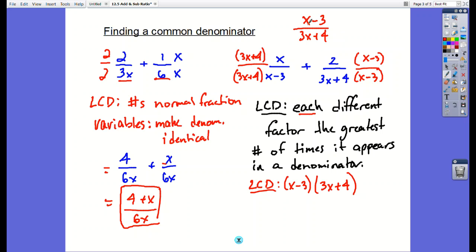There's nothing here that you can cross off. You can't factor anything else. This is not factorable. This is not factorable. They have nothing to simplify.